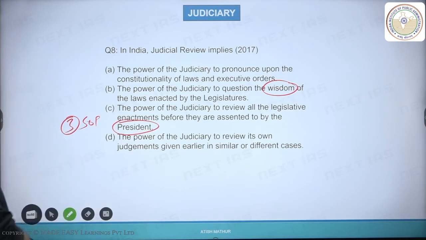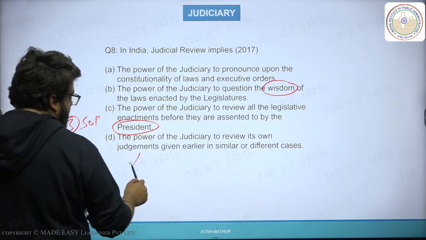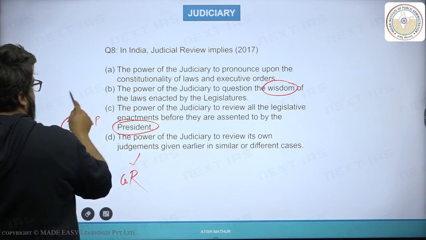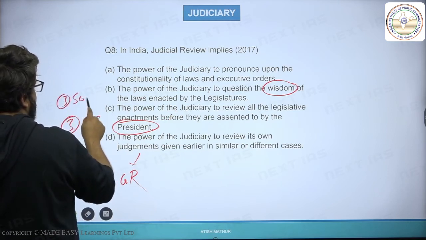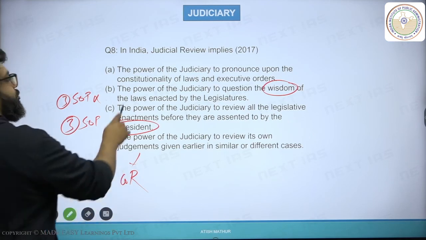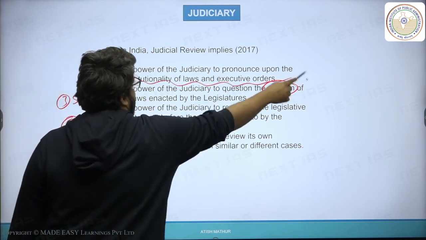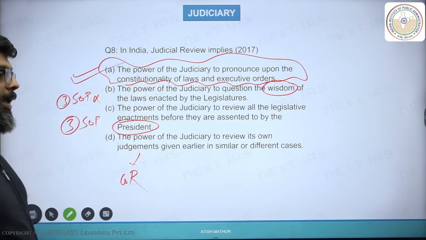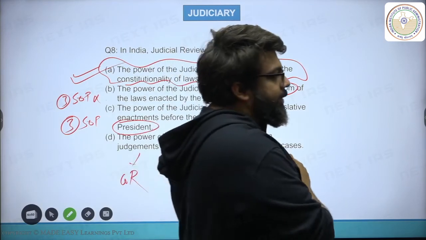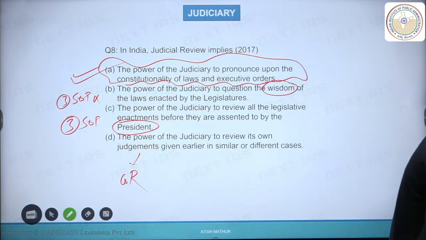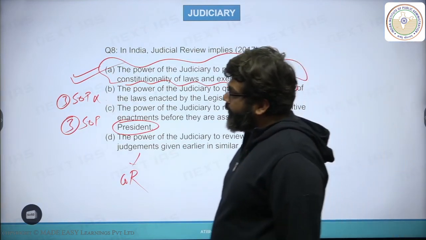The power of the judiciary to review its own judgments given in earlier or similar cases. This is nothing but court of record. Power of the judiciary to question the wisdom would again be rule number 3, separation of powers. You can't do that. The power of the judiciary to pronounce upon the constitutionality of laws and executive orders. बिल्कुल सही, appropriate answer. 8A. 10 सेकेंड में बाउंड्री से छक्का मारते हुए, प्री के नंबर बटोरते हुए, बहुत सही. ठीक है, वेरी गुड.